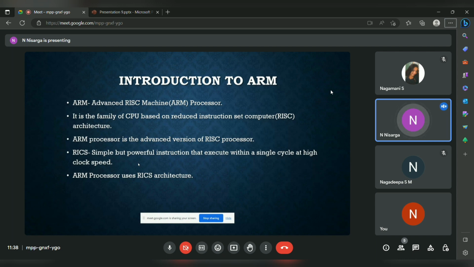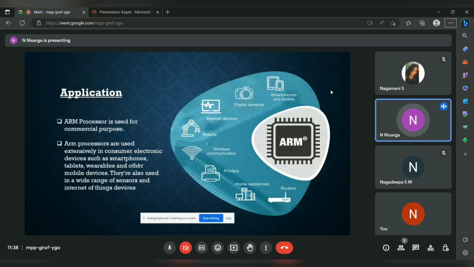Now the applications. ARM processor is mainly used for commercial purposes. It is widely used in smartphones, tablets, digital cameras, medical devices, robots, wireless communication, printers, home appliances, and it is widely used in sensors and Internet of Things devices.